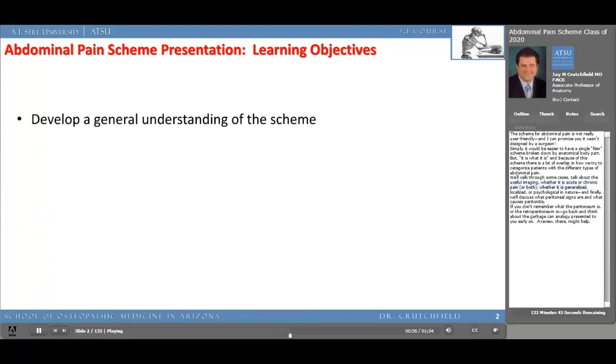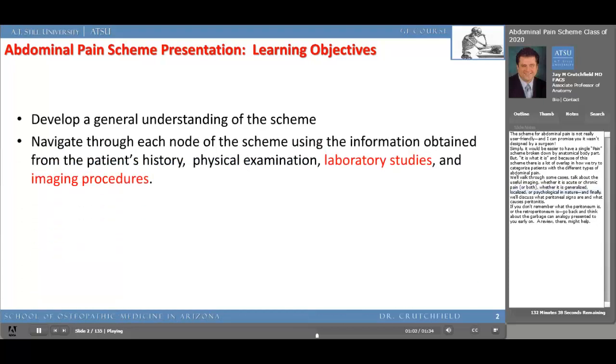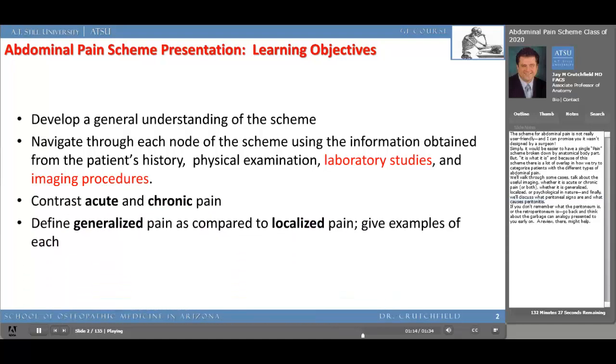First, you'll develop a general understanding of the scheme, how to use it, by navigating through each node using information obtained from the patient's history, physical exam, lab studies, and imaging procedures. We'll contrast acute with chronic pain. And then we define generalized pain as compared to localized pain, and we give examples of each type of abdominal pathology. We also list the elements of peritoneal signs, what they are, what causes them, and how we can use peritoneal signs to hone our physical exam and come to a better diagnosis.